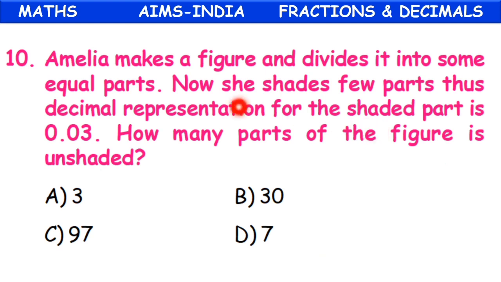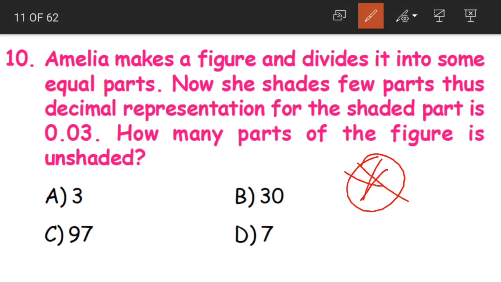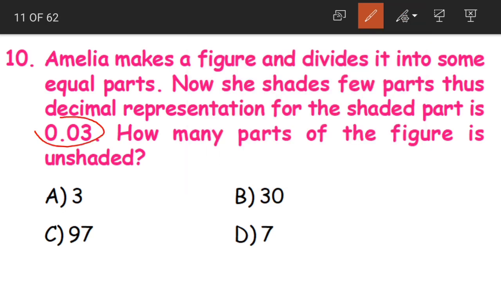Amelia makes a figure and divides it into some equal parts. Now she shades a few parts, and the decimal representation for the shaded part is 0.03. How many parts of the figure are unshaded? Now what is this question? Understand it carefully. What did our Amelia do? She took a figure and divided it into some equal parts, and then she shaded a few of the parts, and that shaded part represents the decimal number 0.03.